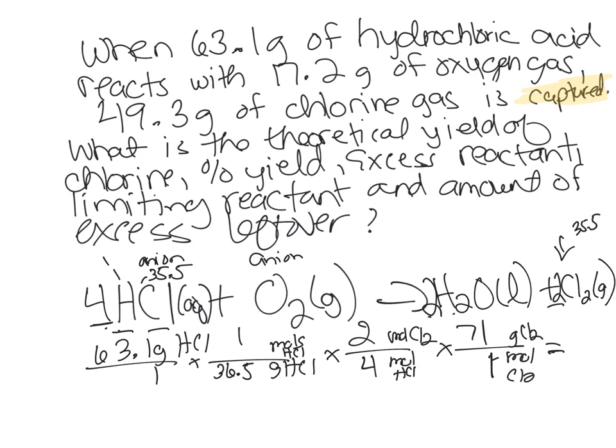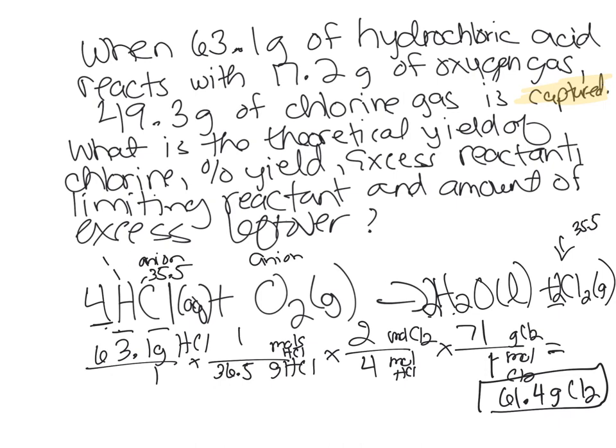To multiply everything on top divided by everybody on the bottom, I'm going to enter it in my calculator as 63.1 times 2 times 71, hit equals, divide, left parenthesis, 36.5 times 4, right parenthesis, and then equals. And I get 61.4 grams of Cl2 is possible from the hydrochloric acid. Okay, now remember, this is not our answer yet. This is just what's kind of possible. So I'm going to put a box around it and say, okay, this is a possibility.